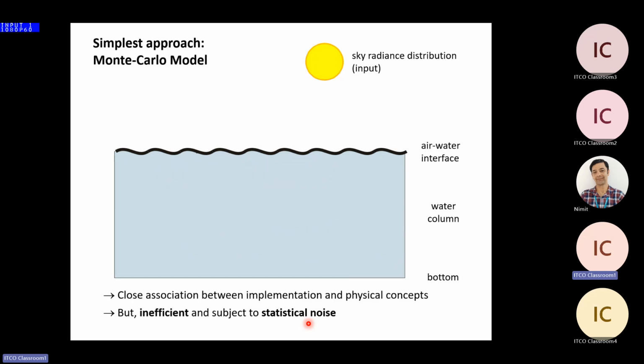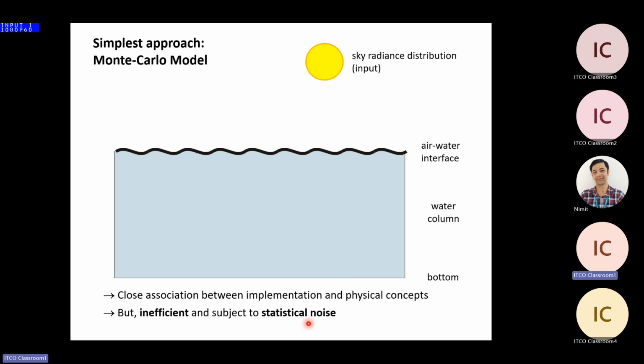So how can we approach this in practice on a computer? How can we calculate this radiance distribution based on the input boundary conditions of the sky light field incident on the surface of the water, and the IOPs in the water, now only as a function of Z, because we've made it a plane parallel model?